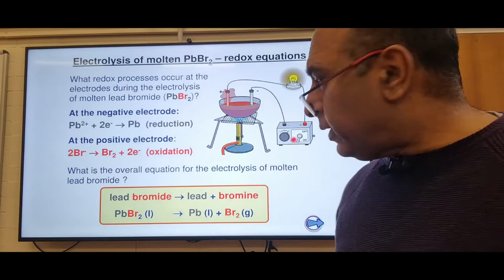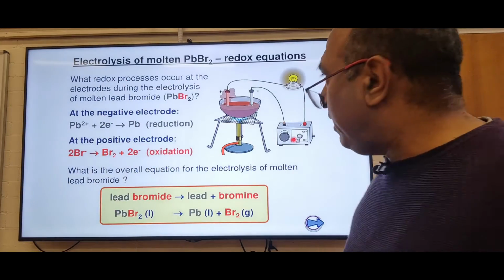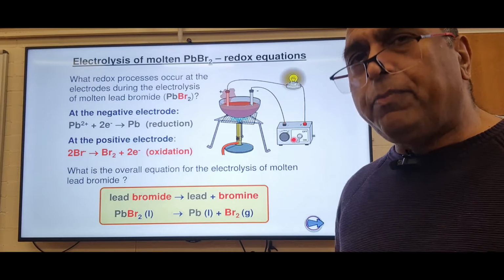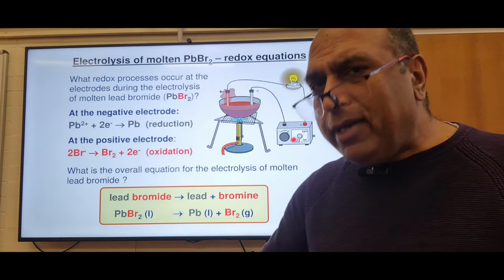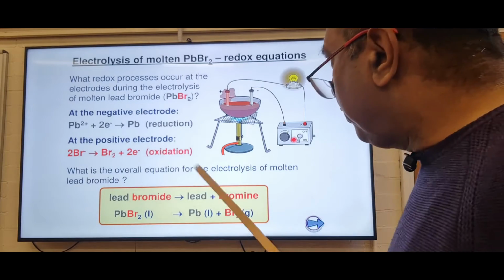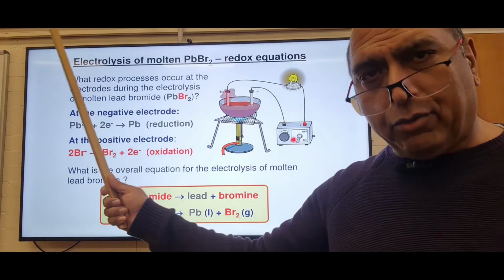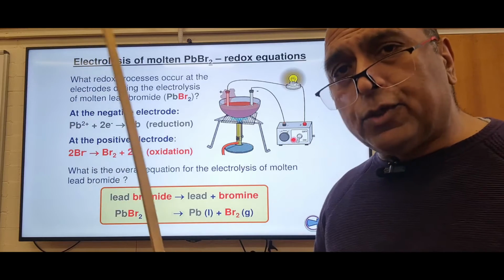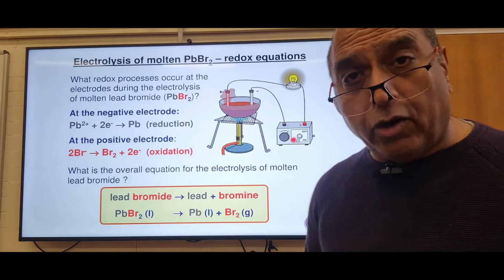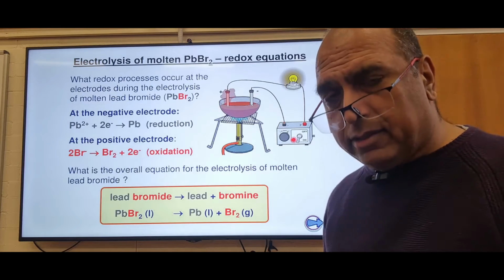Now, when I demonstrate this, the lead being formed is relatively safe, but the bromine being made is dangerous. You've got to be really careful of it, and you've got to do this in a fume cupboard. The fume cupboard will take the bromine bubbles away out of harm's way and not give you any chance to breathe in bromine. Breathing in bromine is very dangerous and not to be advised.